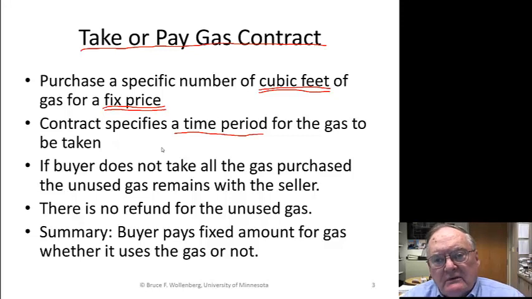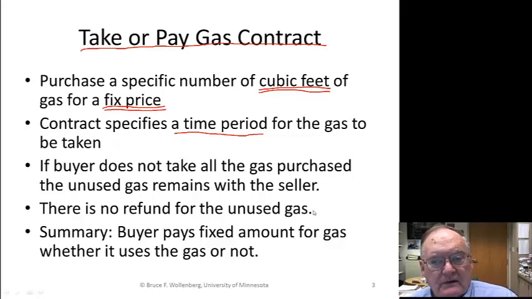And they do these contracts because this is the way that it makes it easier. It makes it possible for the gas company to set up their production and their movement of gas around their system. They have to know how much cubic feet and what particular time periods. I can schedule it out for a week or a month or something like that, but I have to agree on the time period. So once again, there's a cubic feet and there's a time period.